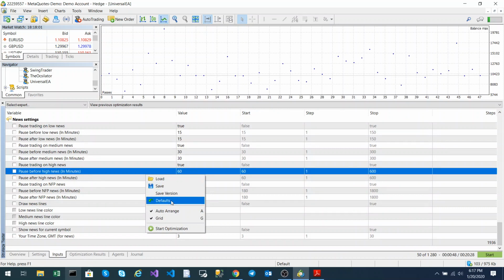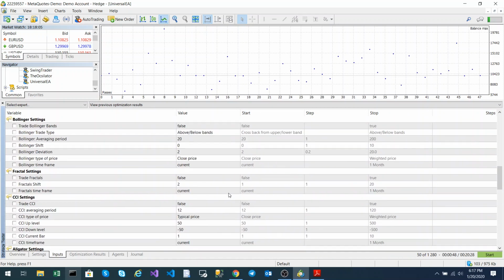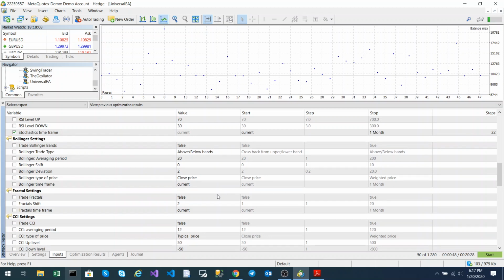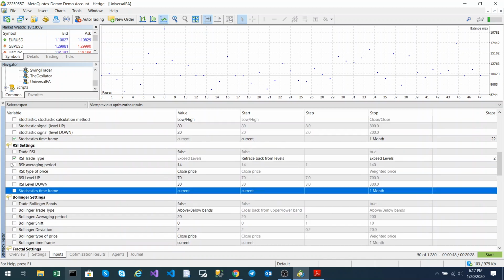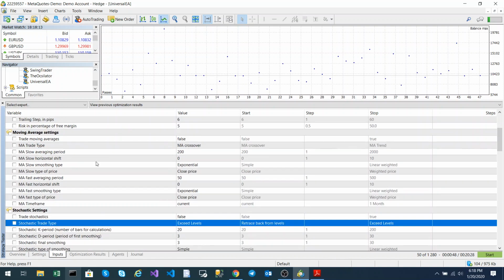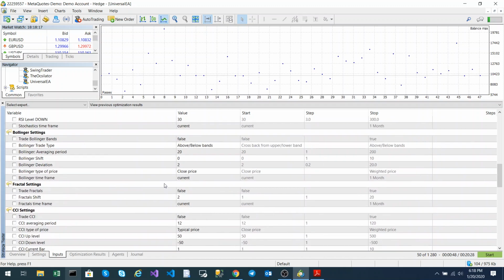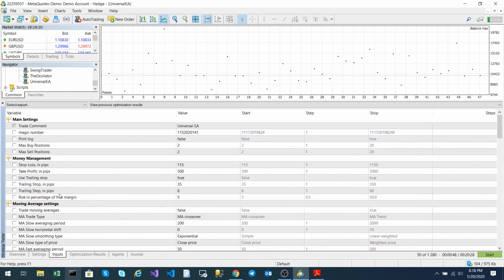Now let's try something else. I'm just going to set these back to default. The default, everything is set to false. And let's try something like, I don't know, we'll take alligators and fractals. I'm just going to uncheck everything else. Everything's set to false. And I haven't done any configuration of the trailing stops or take profit. This is purely based on the indicators. So you could probably configure this to be a lot more profitable.